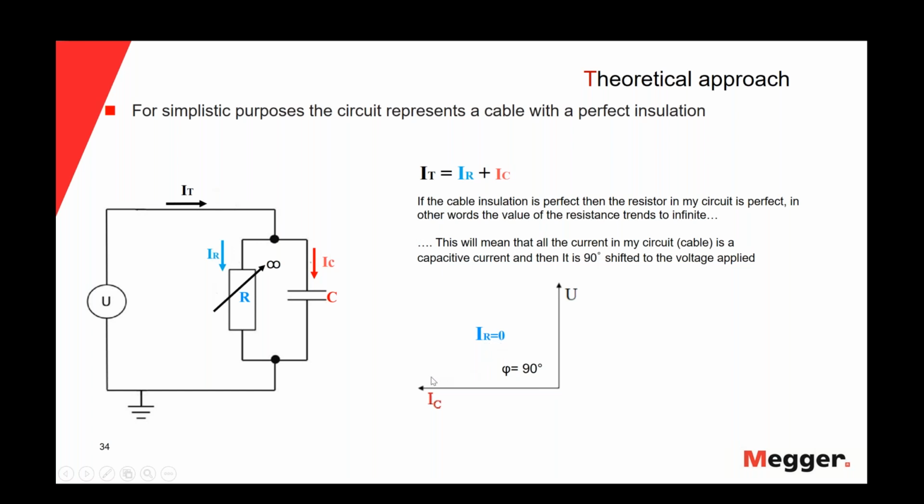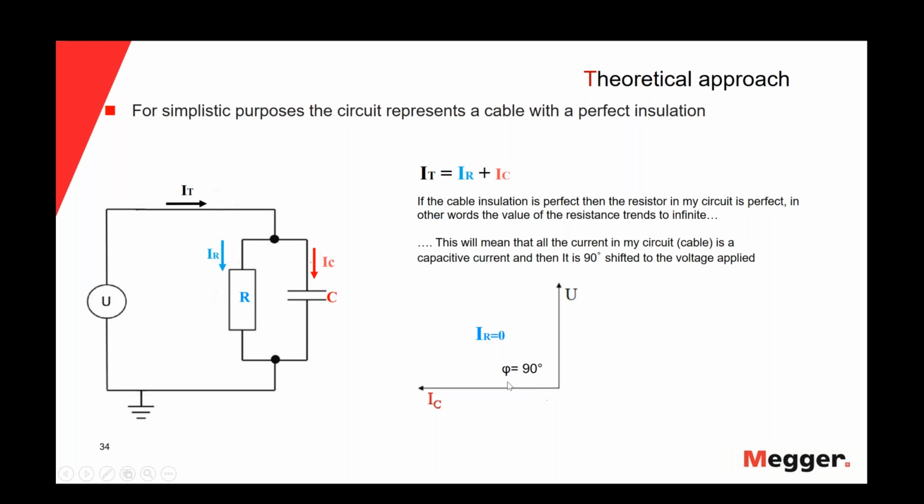Now let's consider that the insulation in my cable is no longer perfect. So we start to see some current going through this resistor. So the value of the resistance no longer tends to infinity. It is no longer a perfect insulation, no longer a perfect resistor, and we will start to see some resistive current going through this resistor.